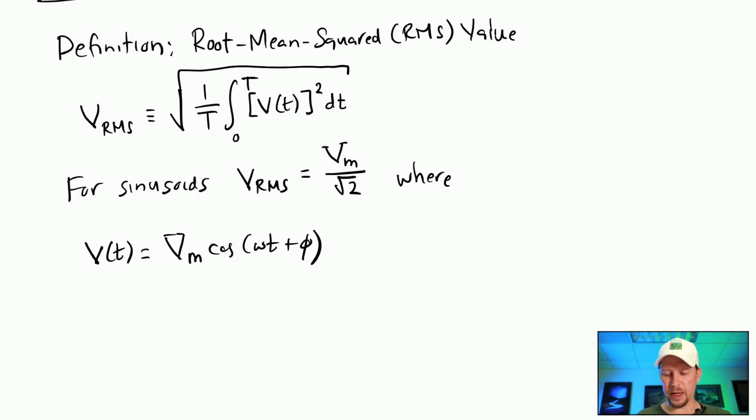Now keep in mind that you can define the root mean squared value for different types of functions. It's not just sinusoids that necessarily have to go into here. You could have, for example, square waves, triangular waves, sawtooth waves, all sorts of other things, but this result only works for sinusoids.